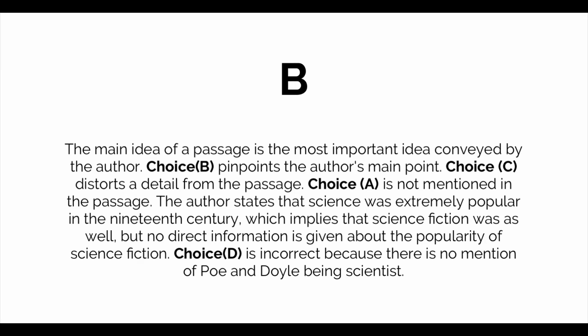The main idea of the passage is the most important idea conveyed by the author. Choice B pinpoints the author's main point. Choice C distorts a detail from the passage. Choice A is not mentioned in the passage. The author states that science was extremely popular in the 19th century, which implies that science fiction was as well, but no direct information is given about the popularity of science fiction. Choice D is incorrect because there is no mention of Poe and Doyle being scientists.